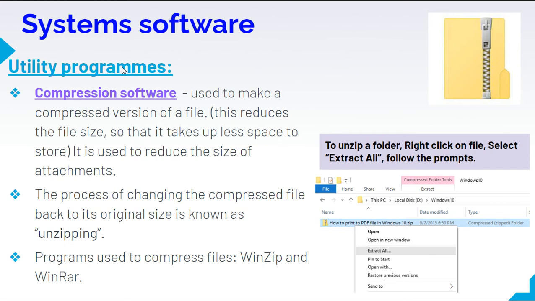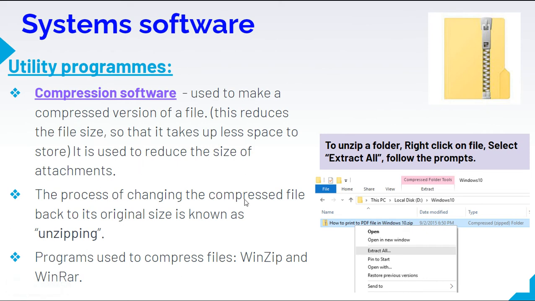One type of utility program is compression software. So it'll be a little zipped folder. It's used to make a compressed version of a file. This reduces the file size, so it will take up less space to store. It is used to reduce the size of attachments. So you need to send something to somebody over the internet. You want to try and make it as small as it can.